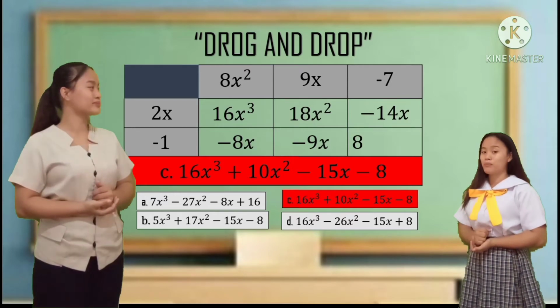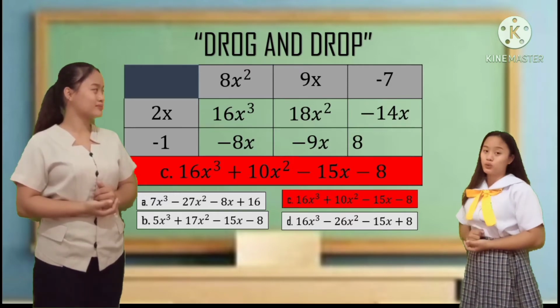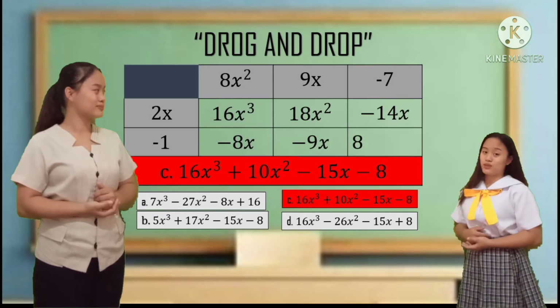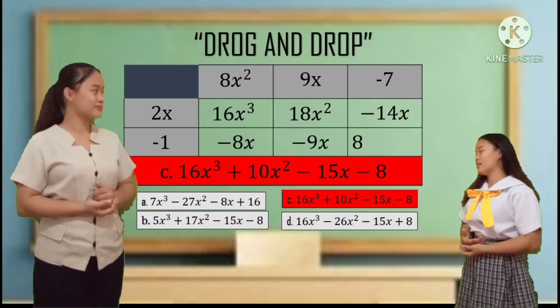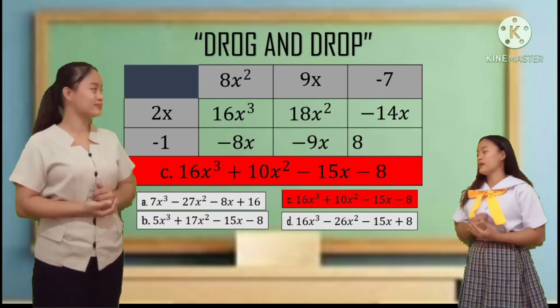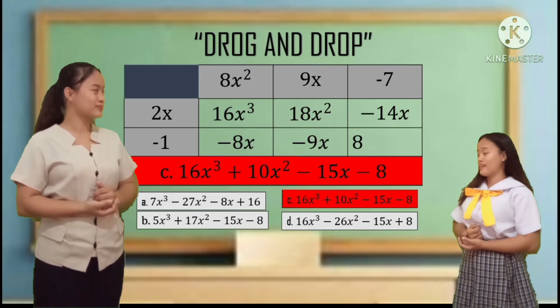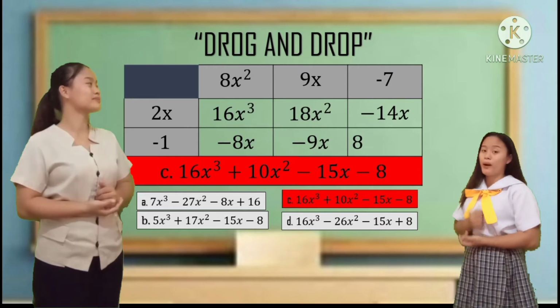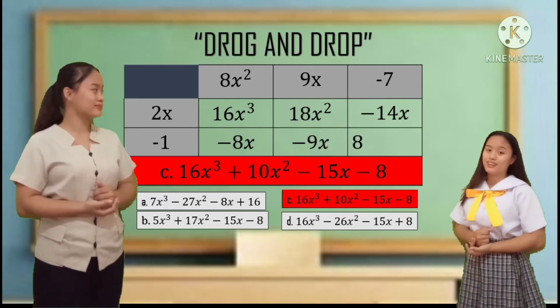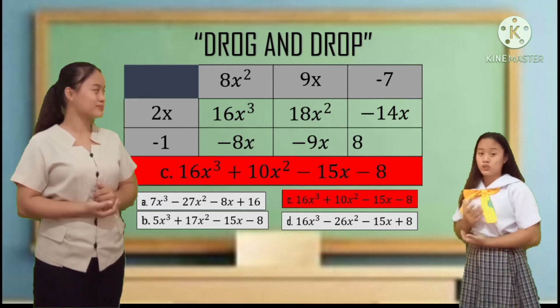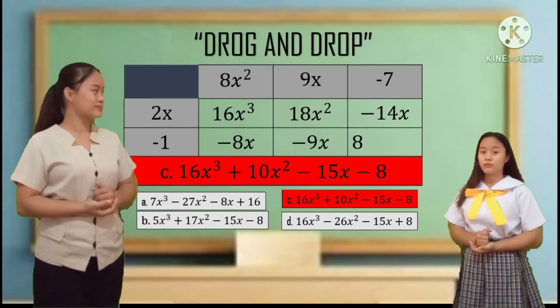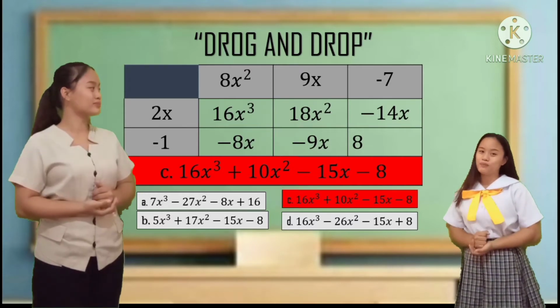Then we multiply negative 1 to 8x squared plus 9x minus 7. So we come up with negative 8x squared minus 9x plus 7. And then all in all, the final answer here is 16x cubed plus 10x squared minus 23x minus 7. So we also use distributive property here, ma'am. Okay, thank you po.